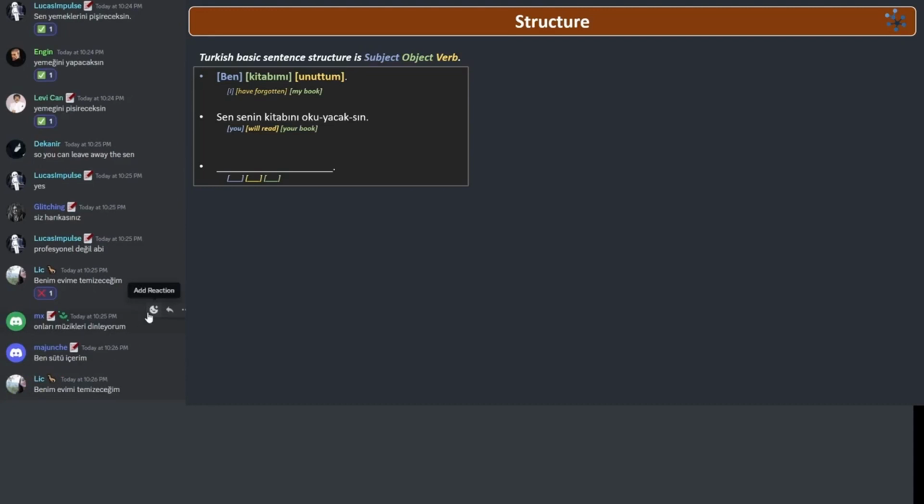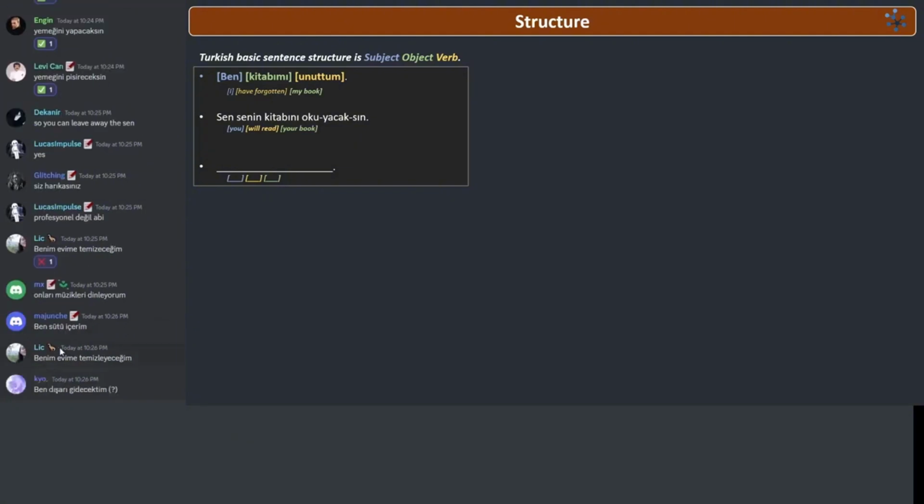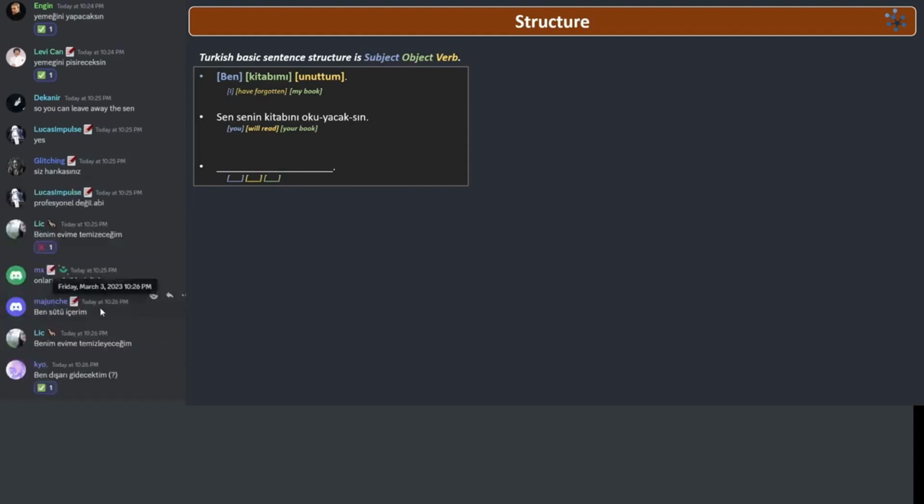Ben sütü içerim. Okay, that also works technically. But I don't think any native Turkish speaker would say sütü içerim. We will say ben süt içerim. These are about the differences between using accusative like ü and not using it. Ben dışarı gidecektim. Correct. I was going to go outside.